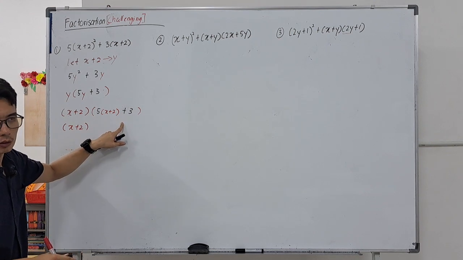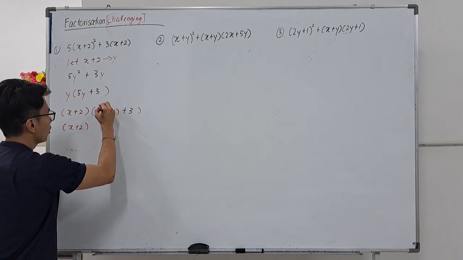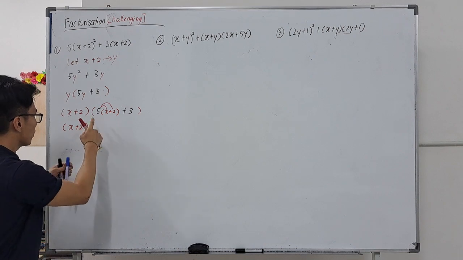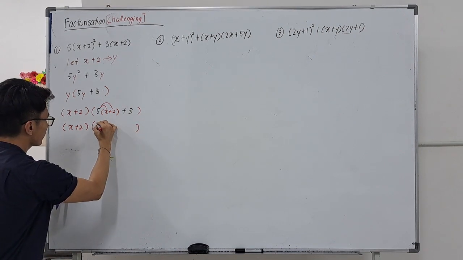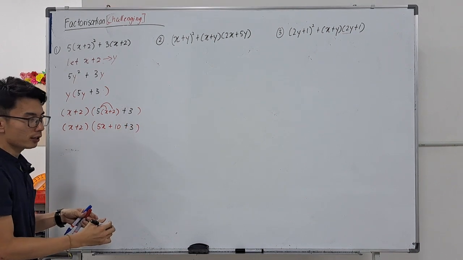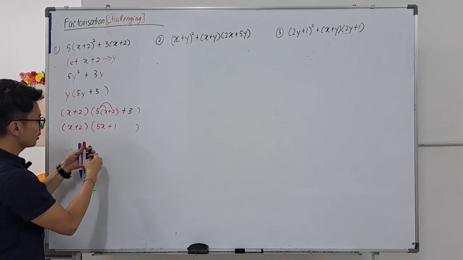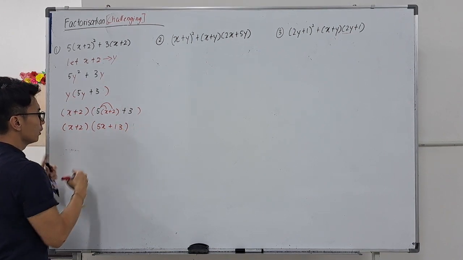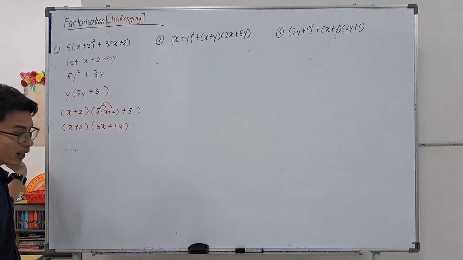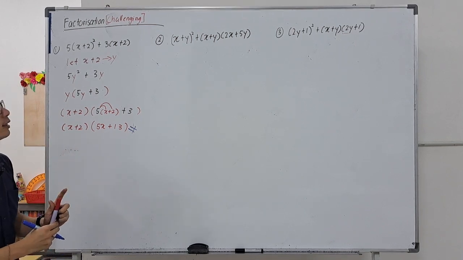Wait a minute, this looks messy. Let's try expanding a bit first and see if there are any like terms we can add up. 5 times x gives me 5x, and 5 times 2 gives me 10. So I have 5x plus 10, and don't forget this guy, plus 3. Both of these are like terms, so I can add them together. 10 plus 3 gives me 13. Again, let's look at this bracket. Is there anything common that I can extract out from this expression? None. If there's none, and I can't do anything else with this, I'm done. So that's how we factorize this kind of question.